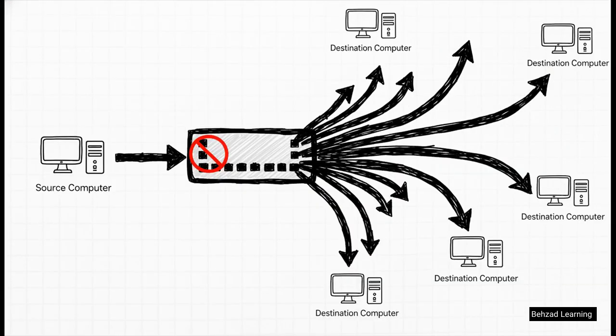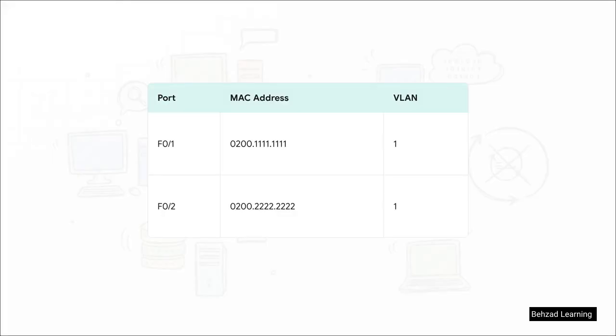Well, it resorts to its second core action, flooding. If the destination is unknown, the switch can't just drop the frame, right? That would break communication. Instead, it creates copies of that frame and floods it out of all active ports, except the port the frame originally came from. It's basically the switch's way of shouting down the hallway, hey, I don't know where you are, so I'm going to send this everywhere and just hope you hear it. And guess what? It totally works.